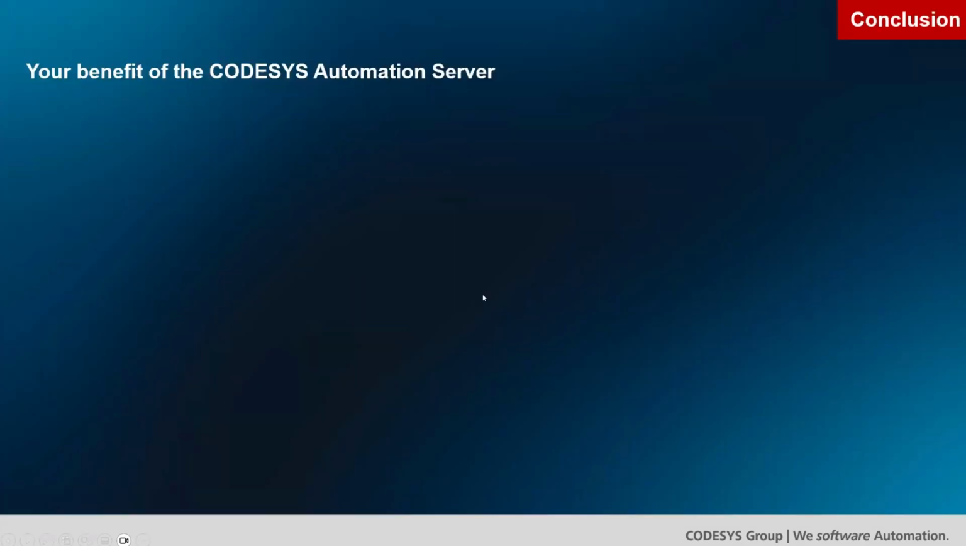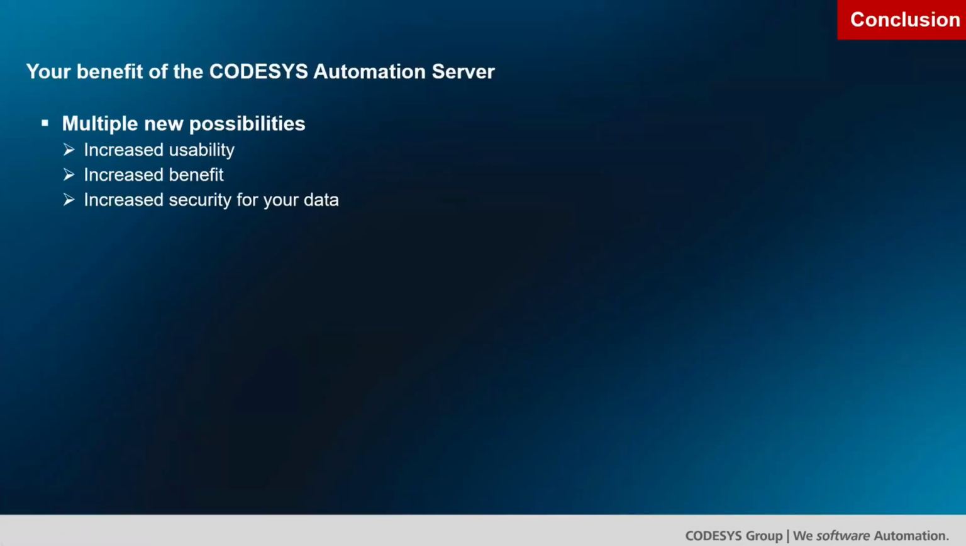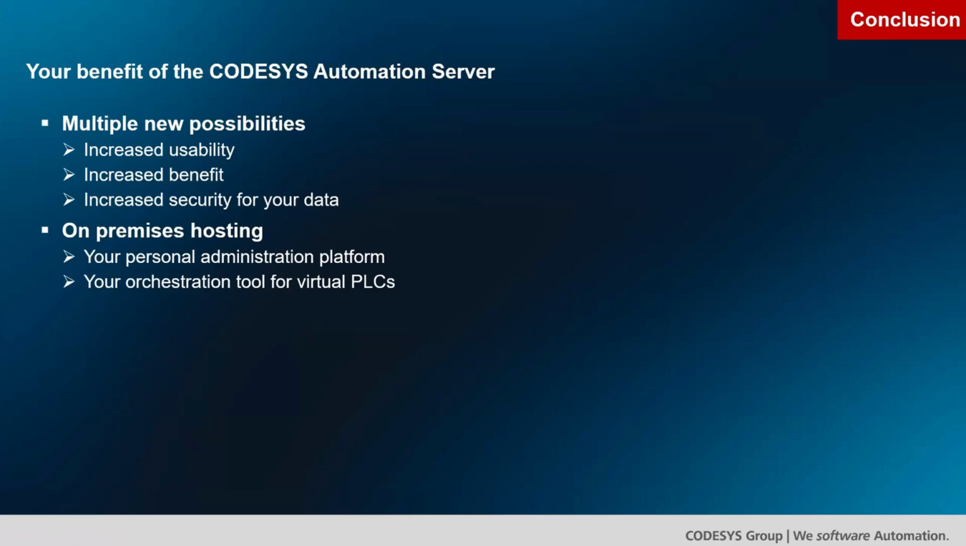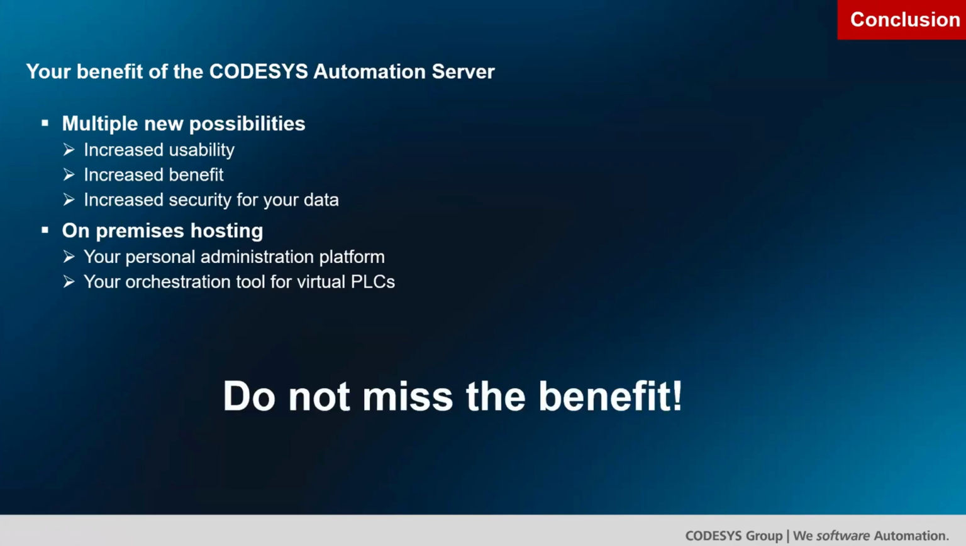Okay, let's conclude. We are already at the end of the time. The automation server brings you a lot of benefits, especially the new possibilities with increased usability, increased functionality, increased security of your data, and in the future as well on-premises hosting. So my recommendation for you is don't miss this benefit. And in case you have not done so, try out the CODESYS automation server, create your own tenant. It's free of charge as a first step. There is a free tenant for a limited number of PLCs and a limited space, of course. Nevertheless, you can play around and get your own impression. This would be my recommendation.